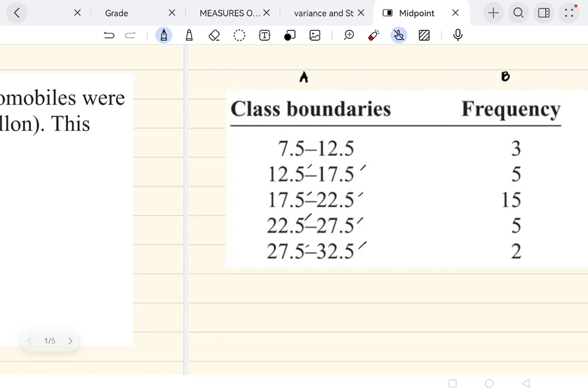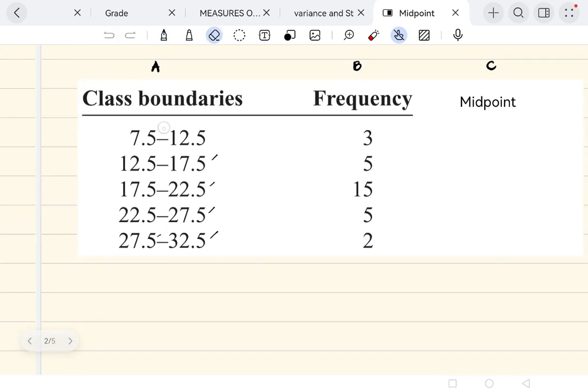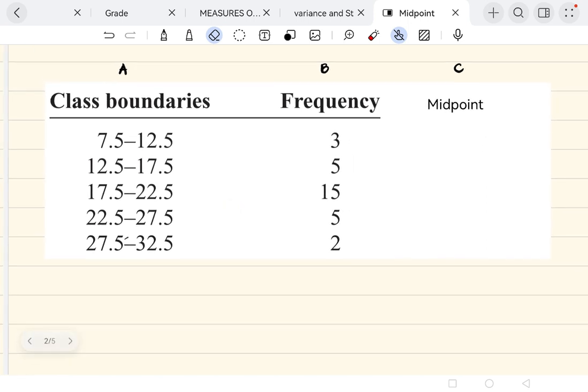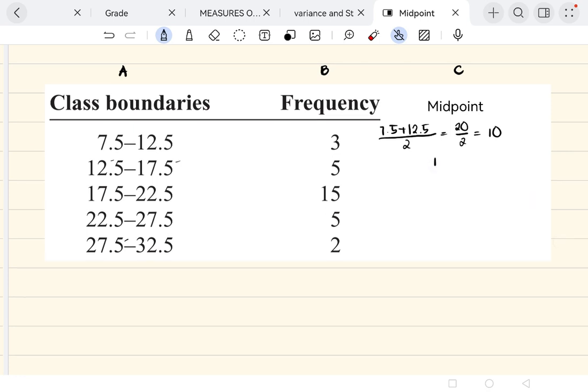So for our midpoint, we will just add our lower and upper boundaries divided by 2. So that is 7.5 plus 12.5 divided by 2. So that is 7.5 plus 12.5. That is 20 divided by 2. That is 10. Next is 12.5 plus 17.5. That is 30 divided by 2. That is 15.